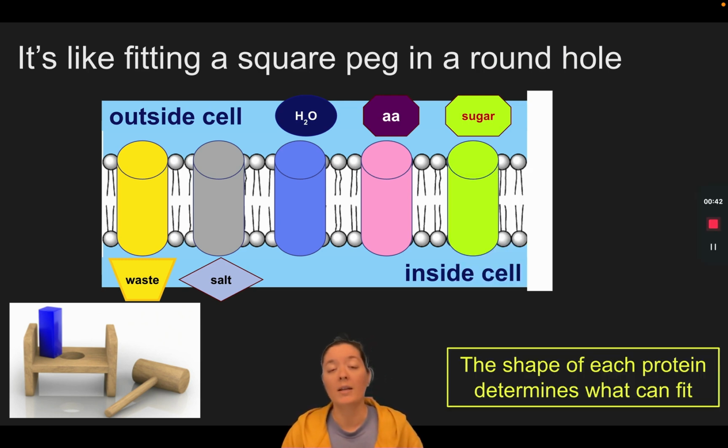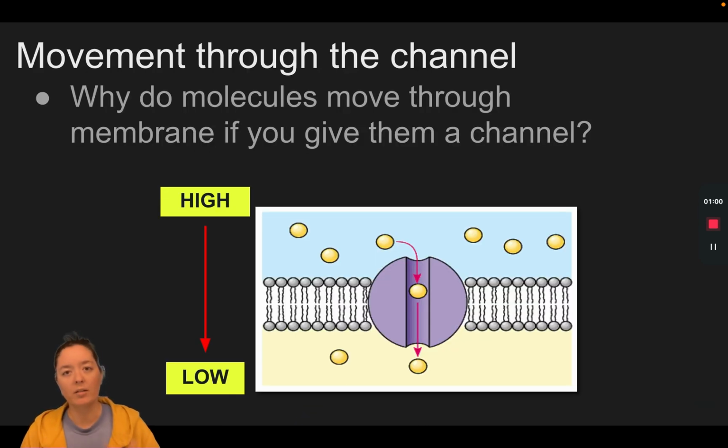So just like how enzymes have specific substrates, same thing here, these proteins can only accept specific molecules. There's special proteins for amino acids and special proteins for sugars and water and all sorts of different things that need to come into and out of the cell. So movement through that protein channel. Why do molecules even need to go through the membrane if you give them a channel?